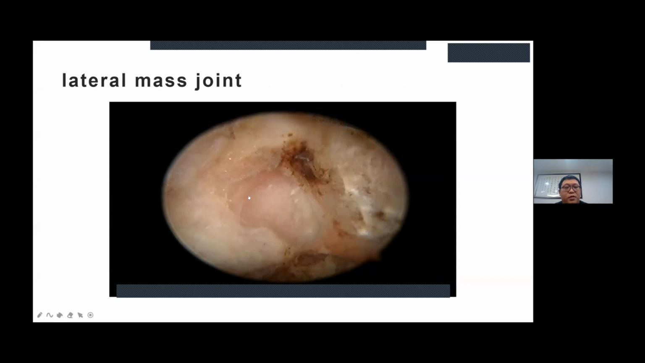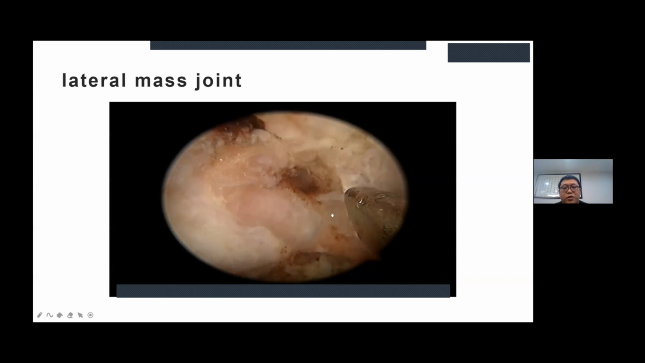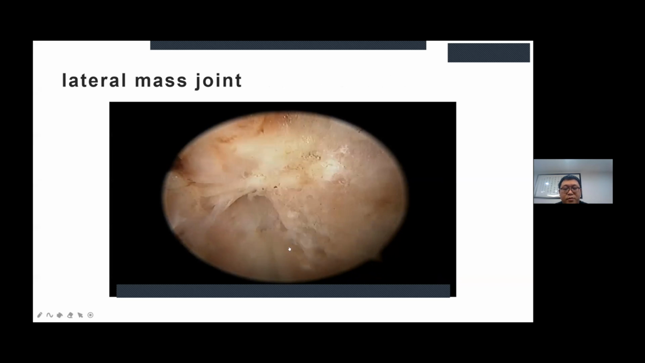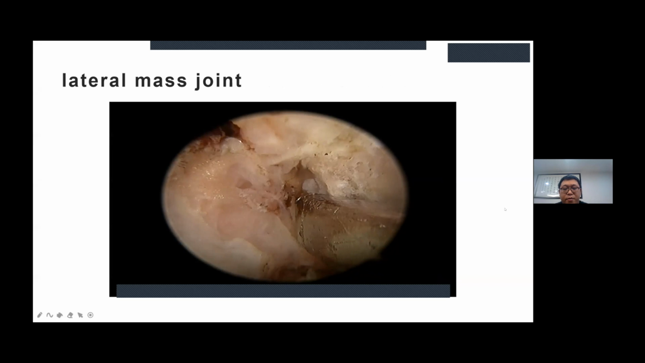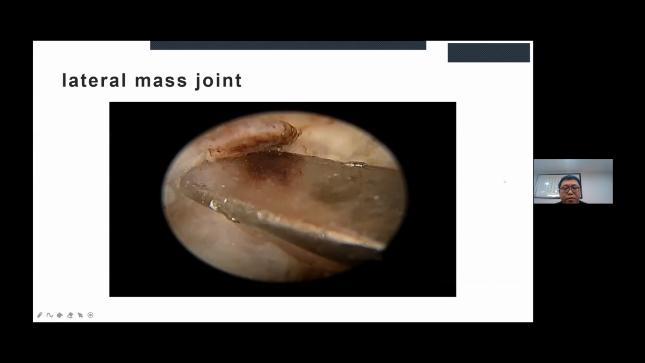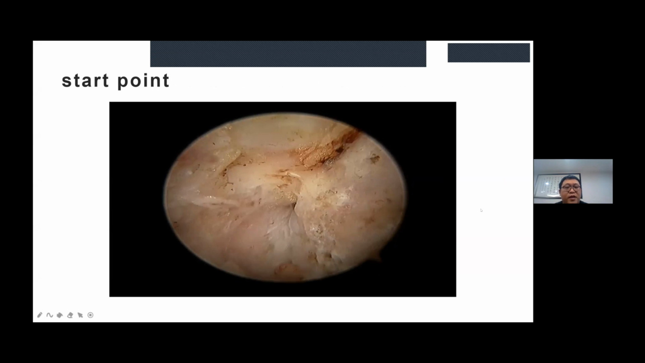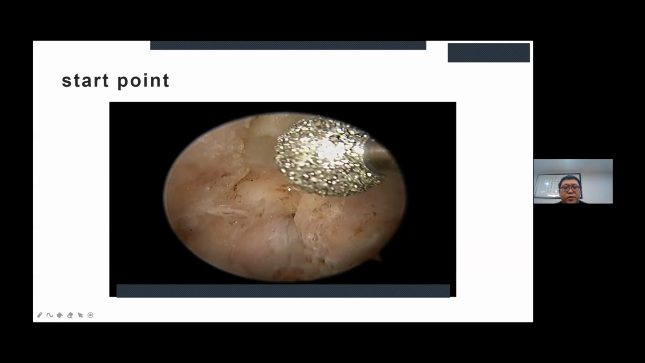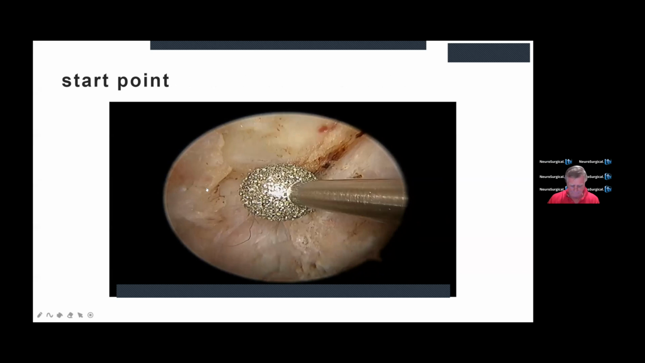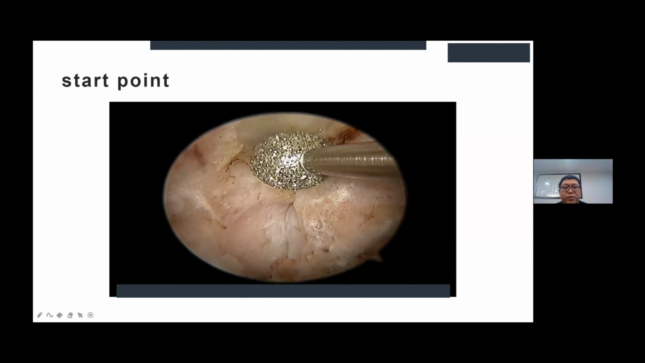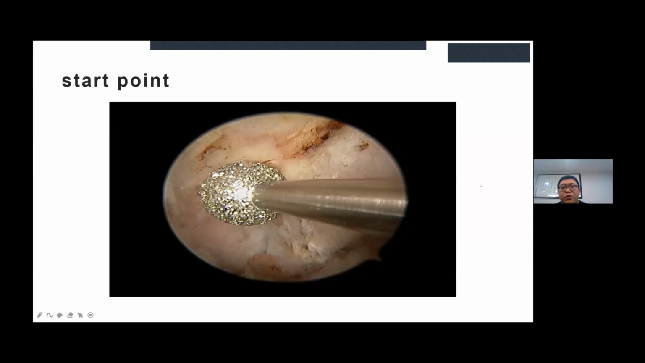This video shows the lateral mass joint, the facet joint. You can see the joint. The start point is the V point. We start from here, the V point. We use the 3 millimeter diamond burr.